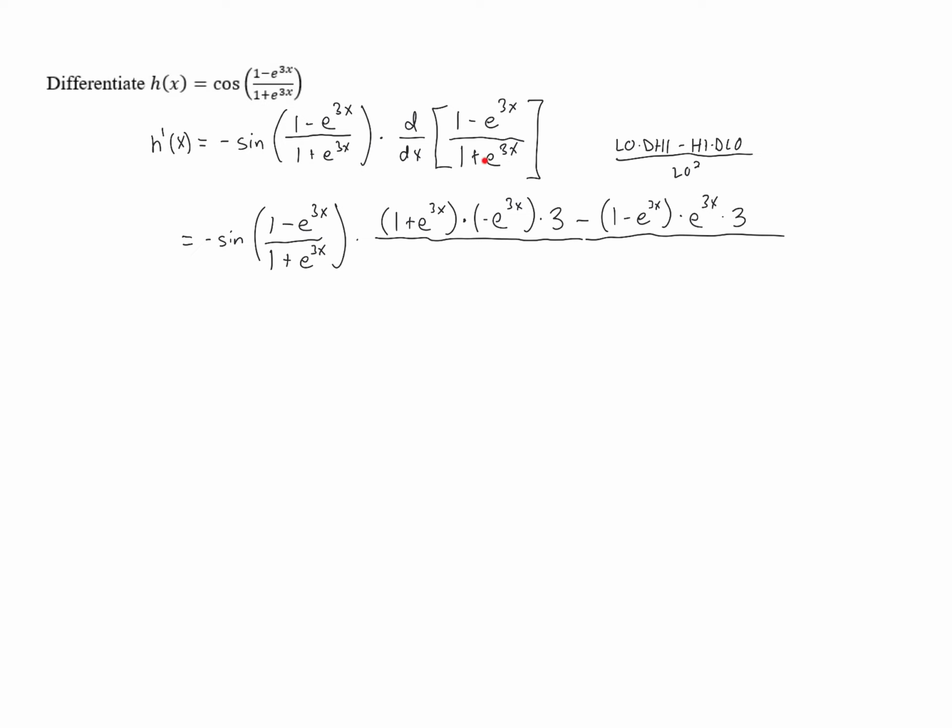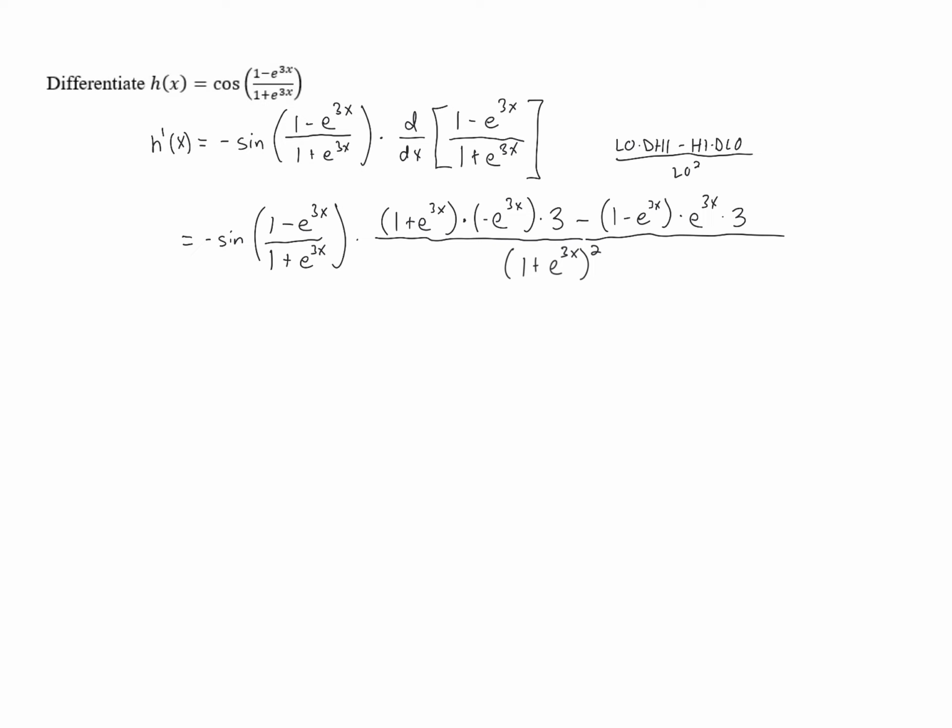Whenever we're differentiating e to a constant times x, we basically get that constant multiplied by that power of e. Basically, the constant pops out. So that's something that we will see many times, and the sooner that you get comfortable with that, the quicker and easier things will be. And then, of course, in the denominator, we have low squared. So that's 1 plus e to the 3x all squared.